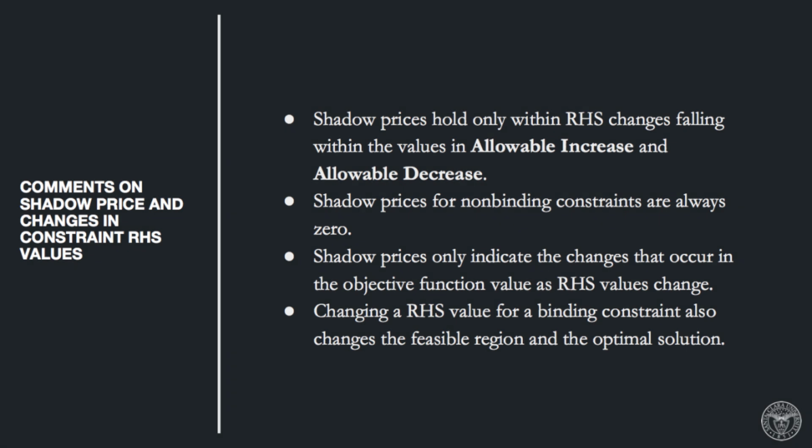Here I would like to comment further on the shadow price and the change of the right-hand side value. Shadow price holds only within the right-hand side value changes falling within the allowable increase and allowable decrease. In other words, shadow price is the same within the range of feasibility. Shadow price for a non-binding constraint is always zero. Shadow price only indicates the change that occurs in the objective function value as the right-hand side value changes.